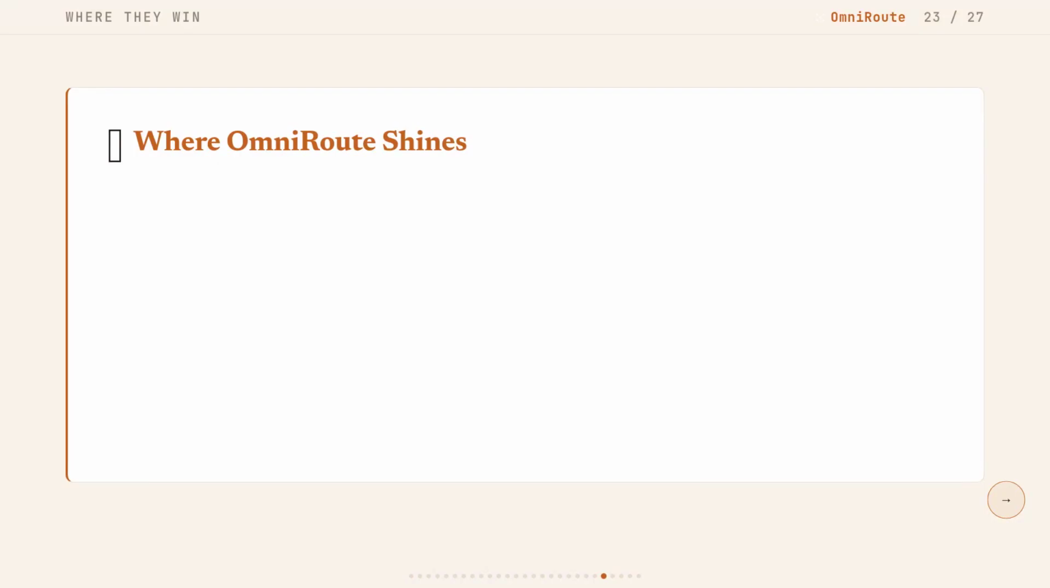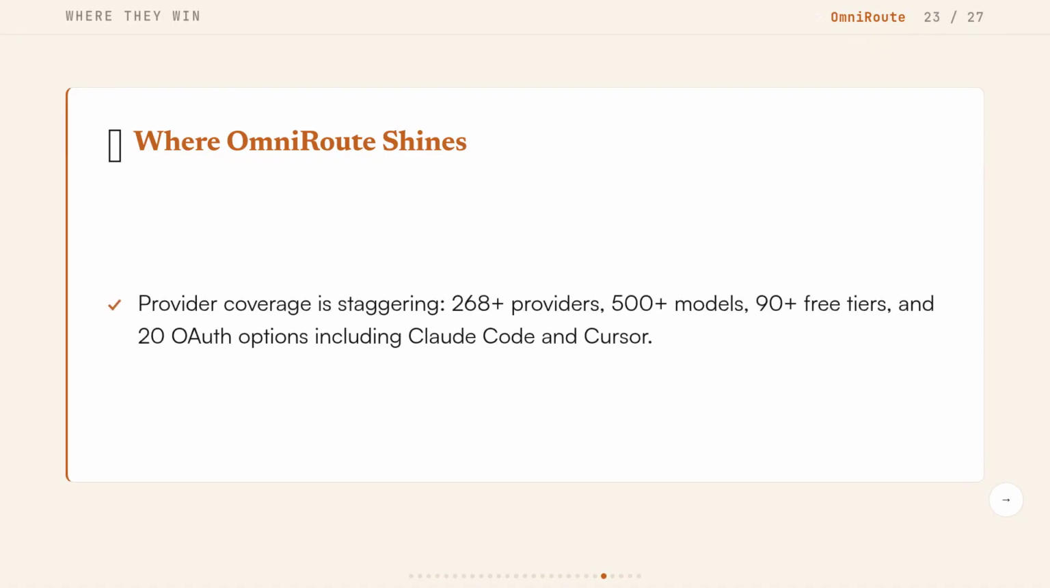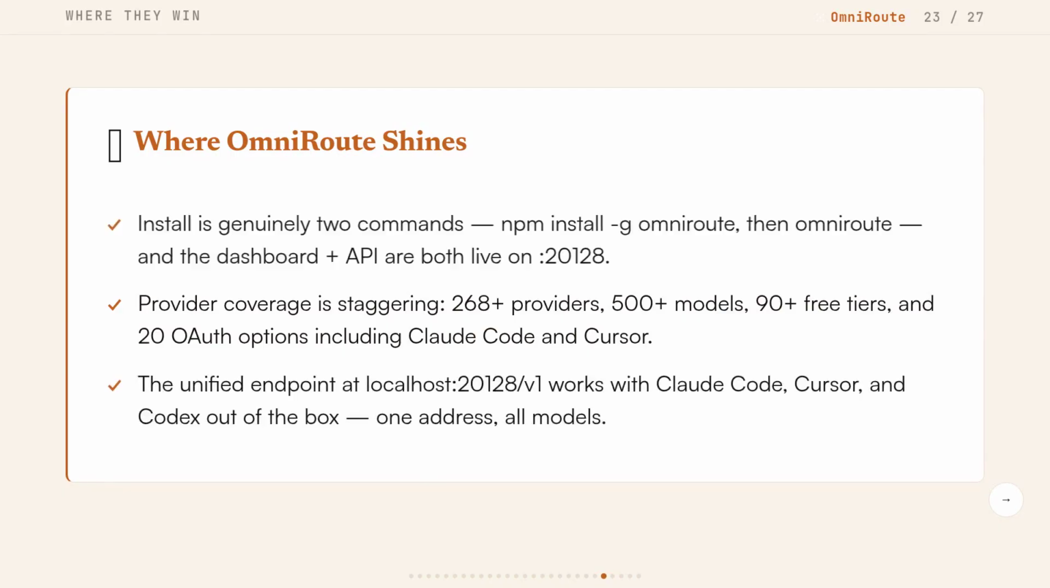Here's what you'll actually have by the end. 2 commands and you've got a live dashboard and API on port 2128. You've got 268 plus providers across free, API key, OAuth, and local types, with 90 plus free tiers as a safety net. Claude Code and Cursor both point at one endpoint. Docker is running with persistent storage and auto restart. That's a real, working AI gateway.